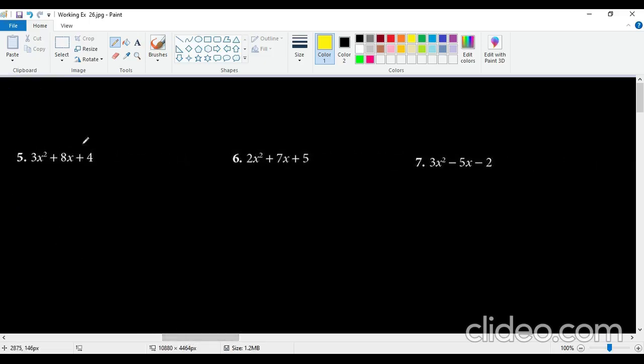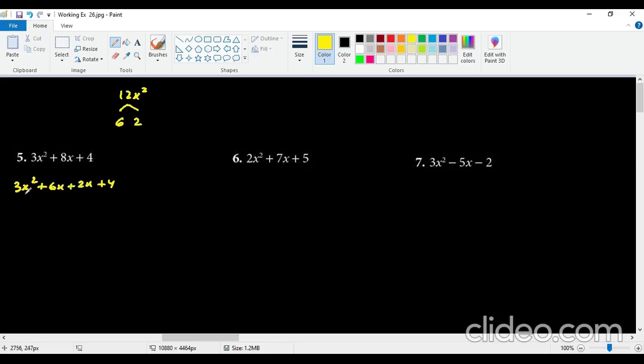In here, I know very well that 4 times 3 is 12. So 12x square is a product, and the factors are going to be 6 and 2. 6 times 2 is 12, and 6 plus 2 is 8. So I will write 3x square as it is and plus 4 as it is, no change. And I will write plus 6x and plus 2x this way.